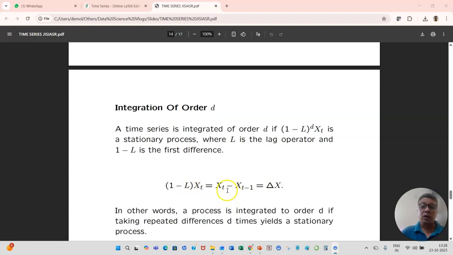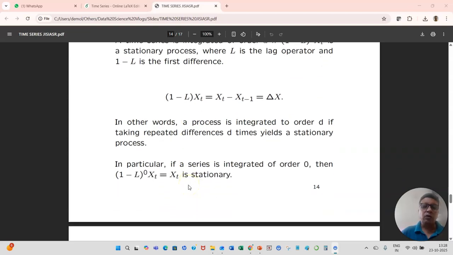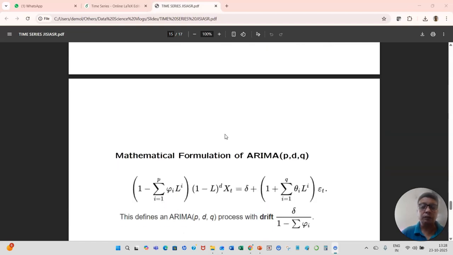And we take differences. x_t minus x_{t-1} is the first difference. This is called (1 minus L) x_t, where L is the lag operator. So if we need to take differences d times to make the series stationary, the integrated parameter d is this value: how many differences we need to take to make the series stationary.